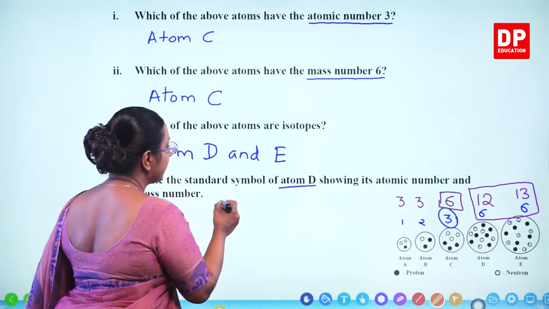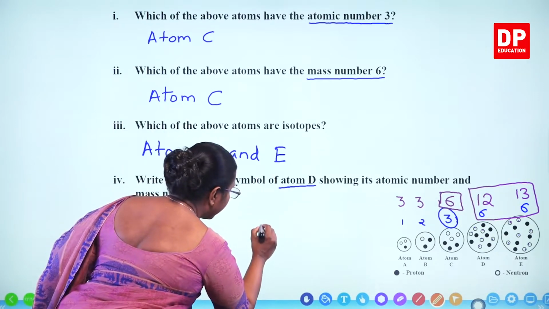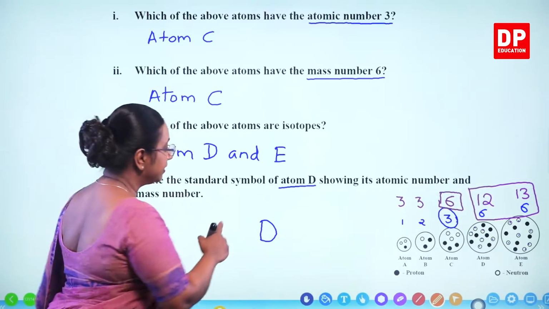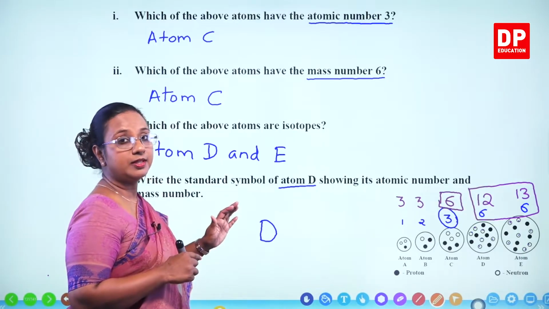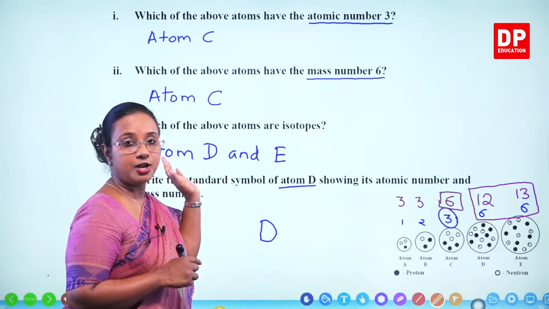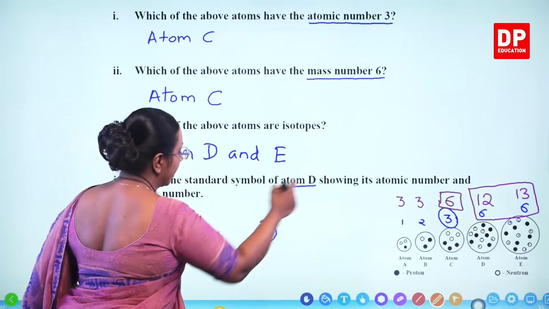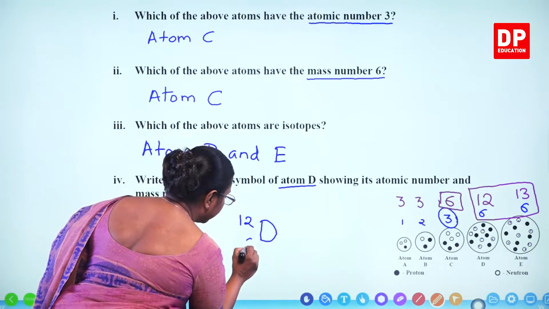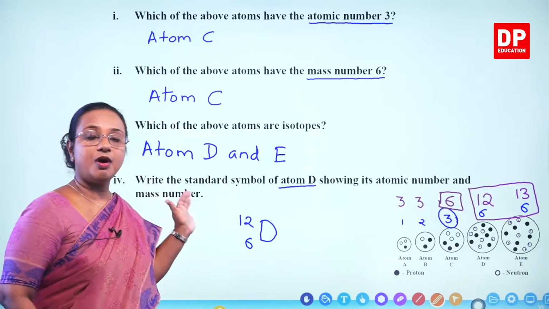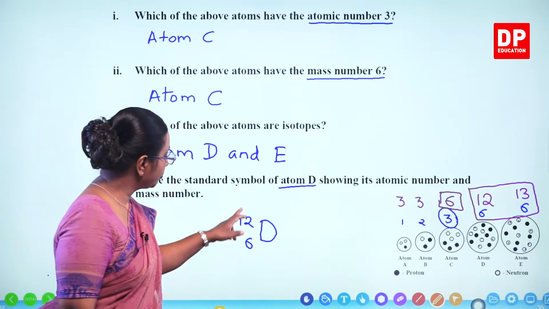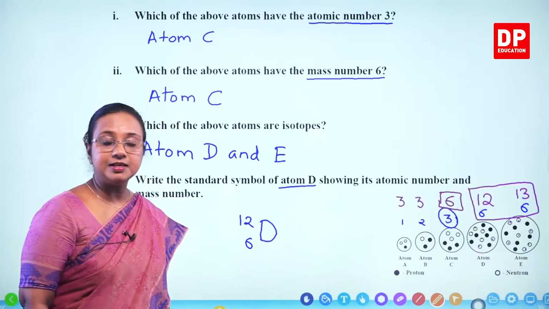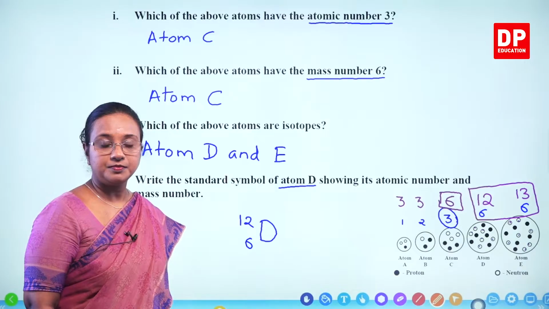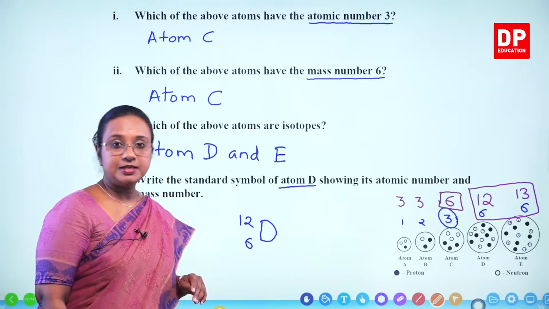So to write the standard symbol, we will write it as D. And what do we write? We have to write the mass number on the top left side of the symbol, so that is 12, and the atomic number below on the left side. So 12,6 D is the standard symbol for this element. We'll go to the next question.